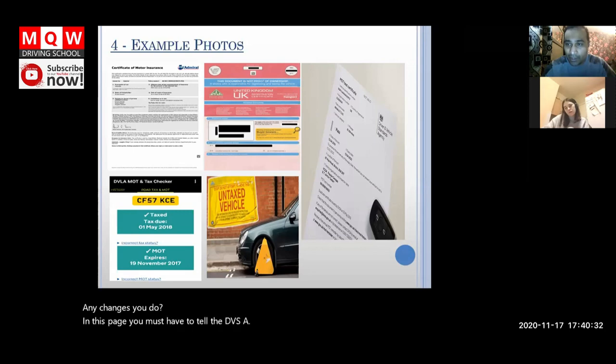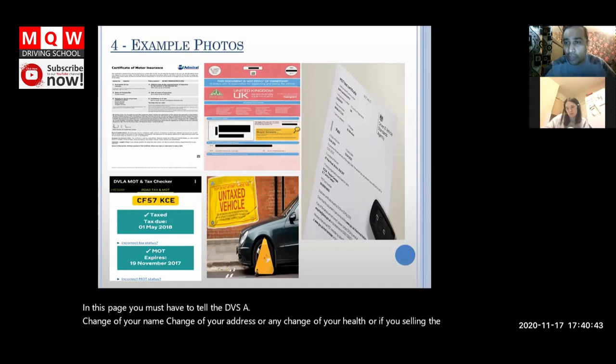Like change of your name, change of your address, or any change of your health, or if you are selling the car or something, you still use this form to tell the DVSA. Yeah.